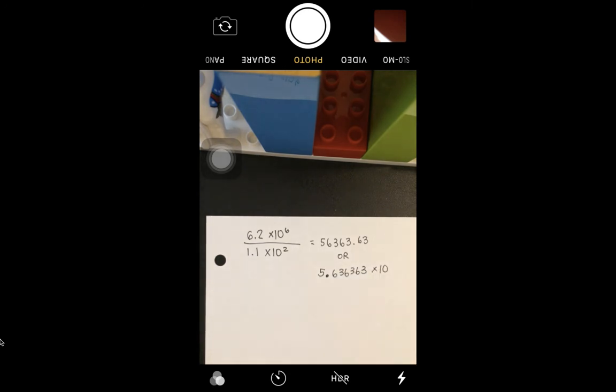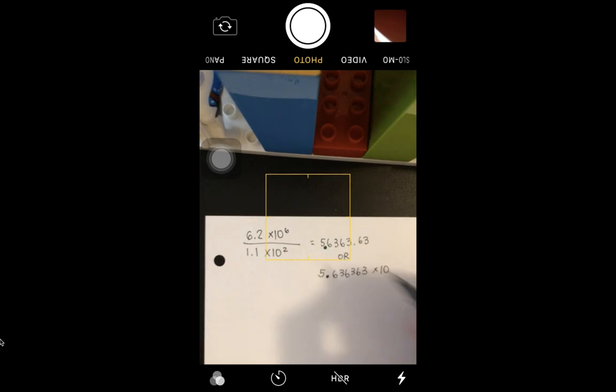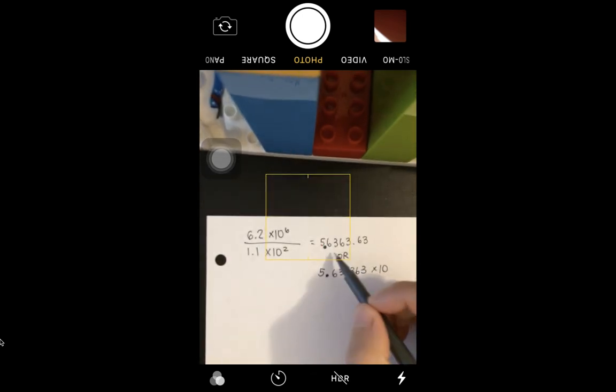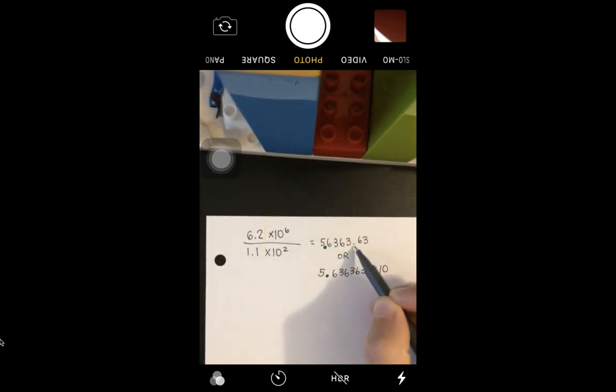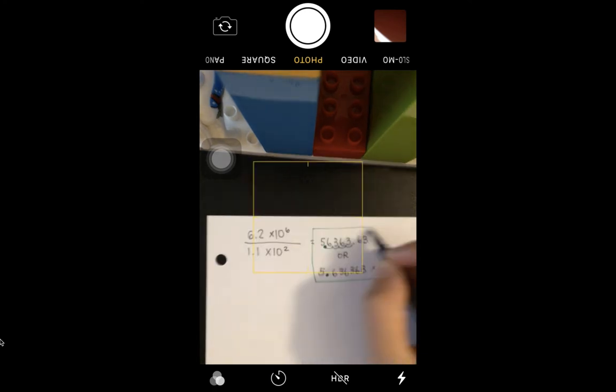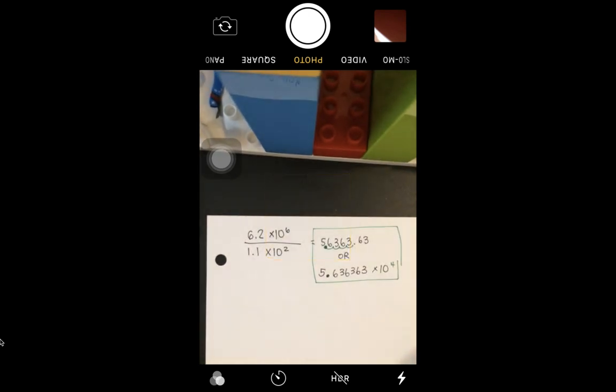Well, 5.63, here's your decimal, 5.63. Let's count how many spaces you need to get to your original decimal. 1, 2, 3, 4. So it's times 10 to the 4th power. So either one is fine. Any questions so far?